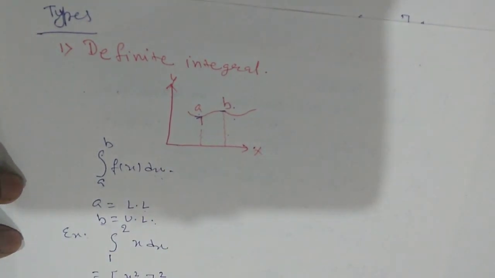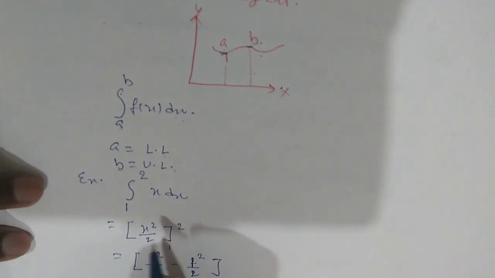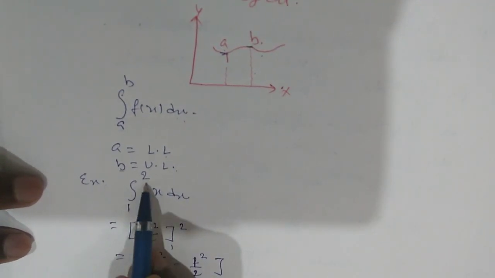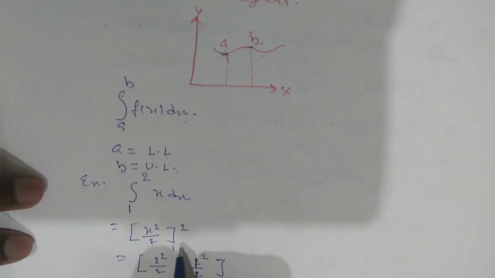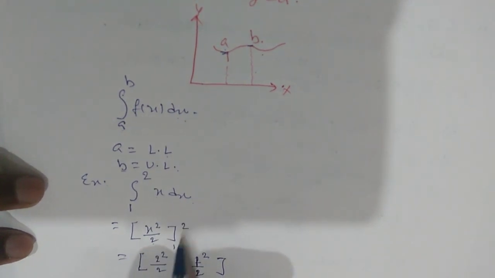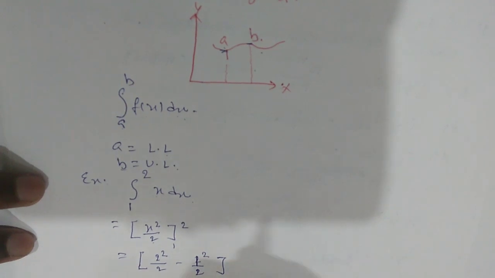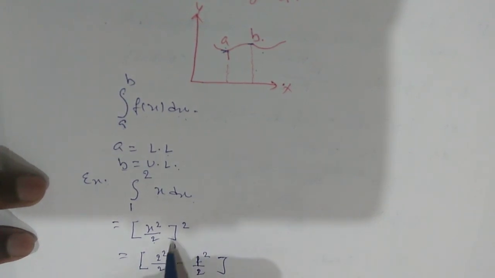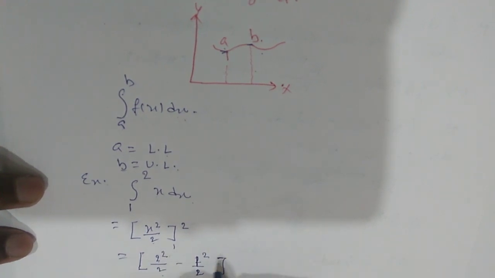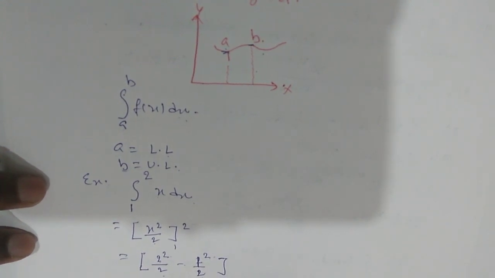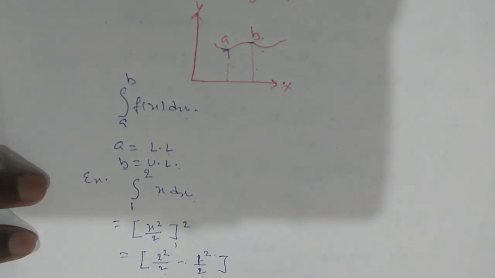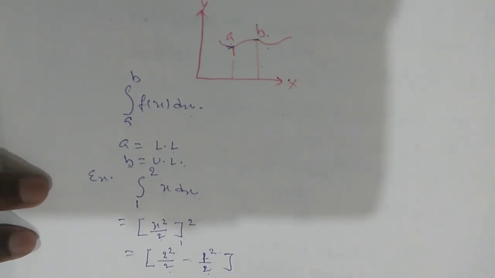Take an example of this. Write it like this: integration from 1 to 2 of x dx. If we integrate, we get x square by 2, and the limit is 1 to 2 on the right side. Then putting in the limits: first we take the upper limit, 2 raised to the power 2 divided by 2, then minus 1 raised to the power 2 divided by 2. We get 4 by 2 minus 1 by 2. Taking 2 as the LCM, we get 4 minus 1 upon 2, and the answer is 3 by 2.